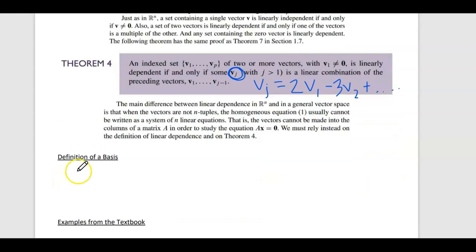The general difference between the linear dependence we talked about before and linear dependence in a vector space is that vectors are not always in tuples. So homogeneous equations cannot be written as a system of n linear equations. It might be a little more complicated than that. The vectors cannot be made into columns of a matrix A to study Ax equals 0. So we must rely on setting up this set of vectors where one vector is a linear combination of others, because it might not line up so nicely with the matrices we've done before.